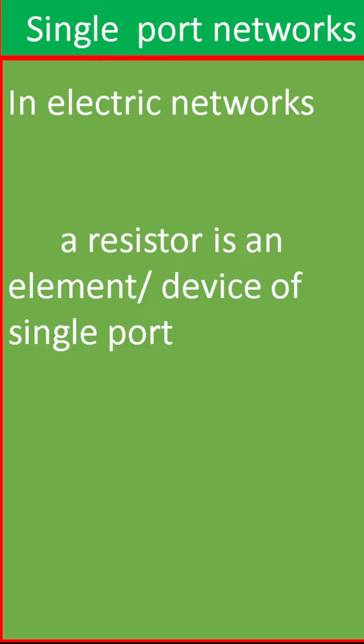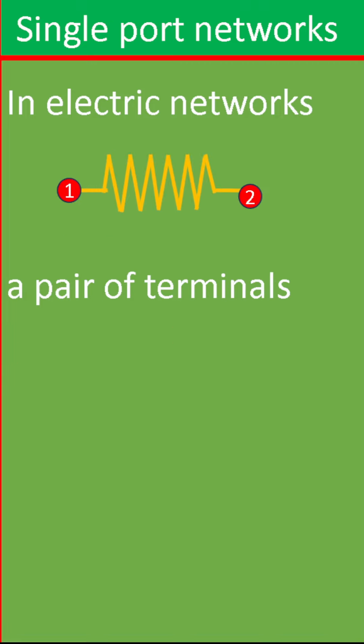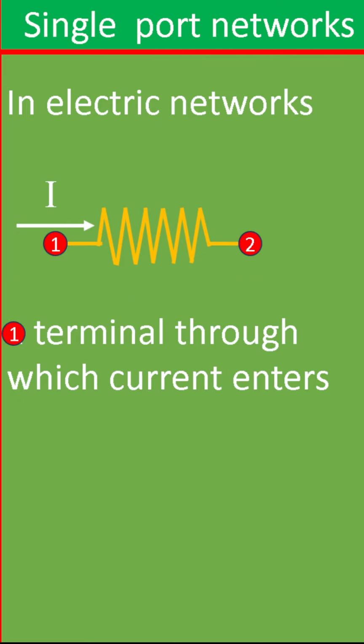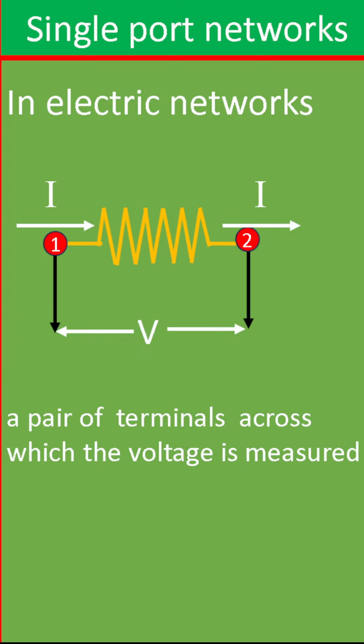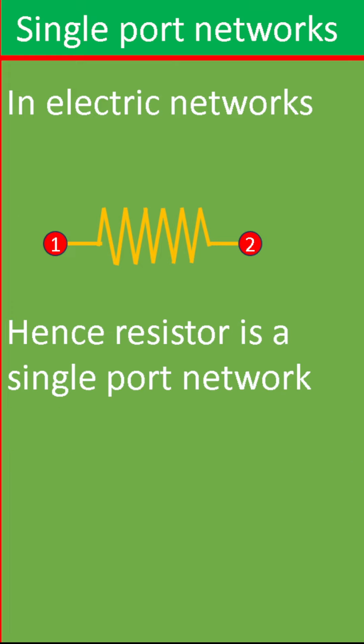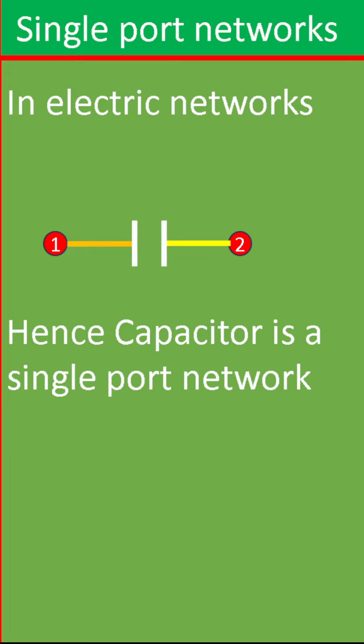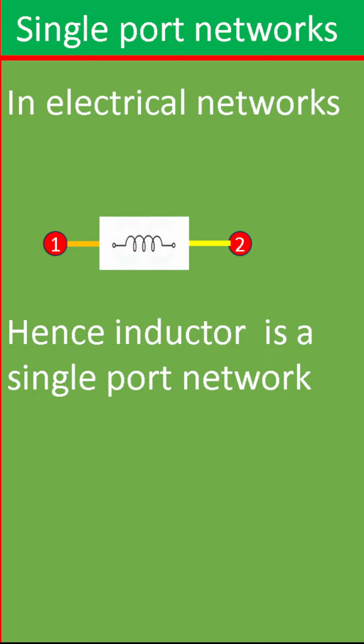A resistor is an element or device of single port. Here you can see that we have the first terminal and the second terminal, so it is a pair of terminals, and through the first terminal the current enters and through the second terminal the current leaves. Across this first and second terminal you can measure the voltage also. Hence a resistor is a single port network. Similarly, a capacitor is also a single port network, and an inductor is also a single port network.